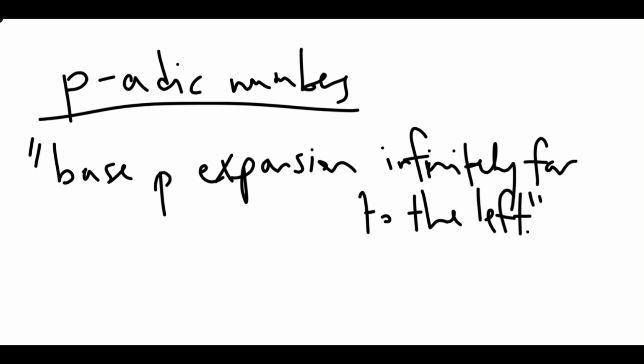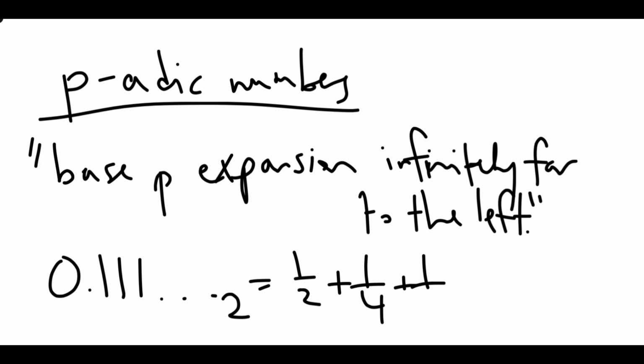So for example, in base 2, you might have an infinite sequence of 1s, and that will end up being a half plus a quarter plus an eighth, and so on. So you get a geometric series, and that equals 1. So even then you already have this weird example of having two very different ways of writing the same number. But we'll return to that in a little bit when we talk about p-adic numbers in more detail.